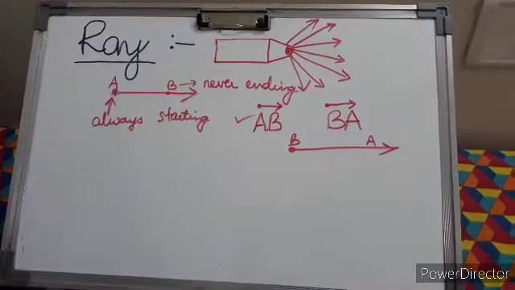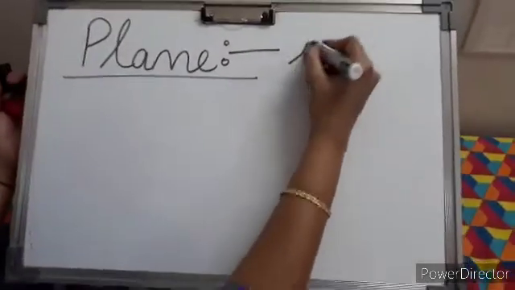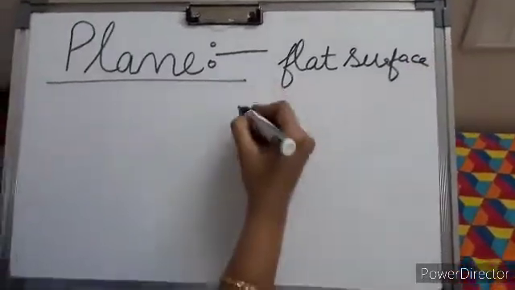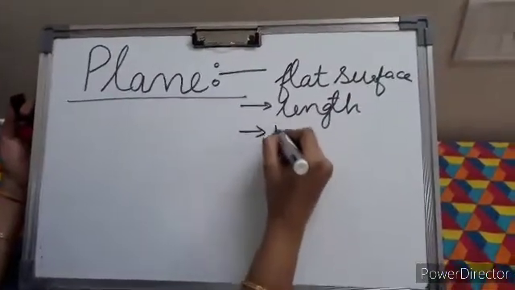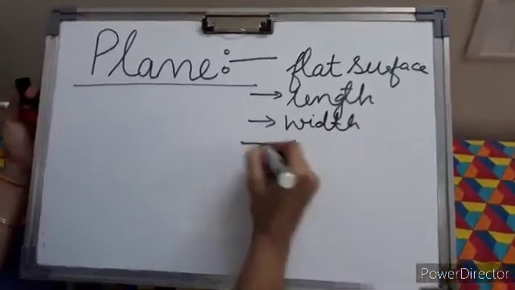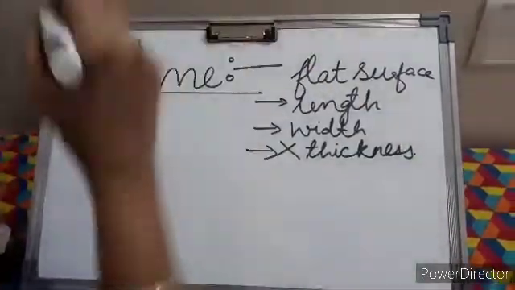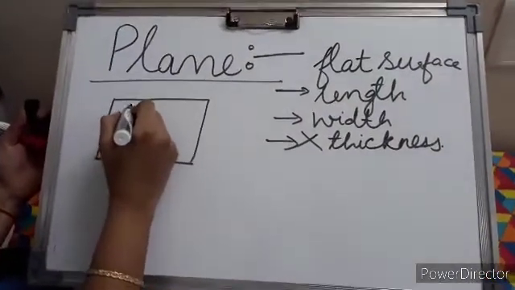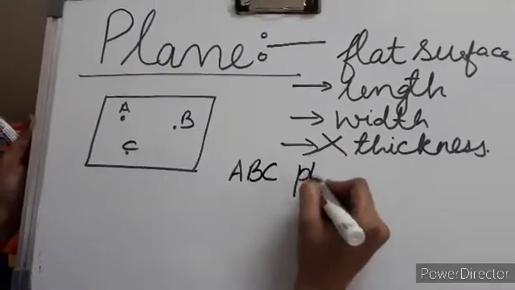Coming to the next term, plane. What is a plane? It is a flat surface. It has length, width, but no thickness. Suppose I draw a plane here and put some points A, B, C randomly. How will we name this plane? We will name it plane ABC.